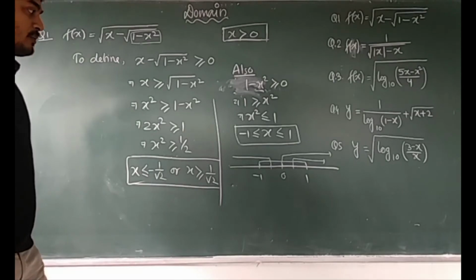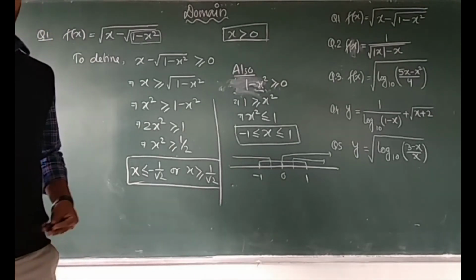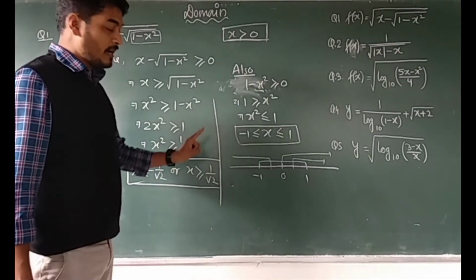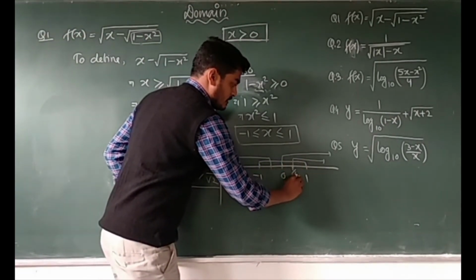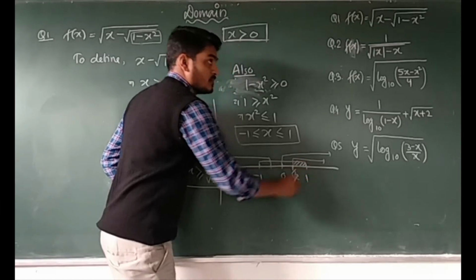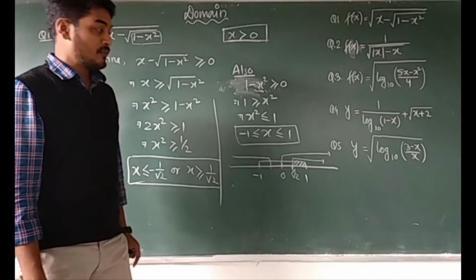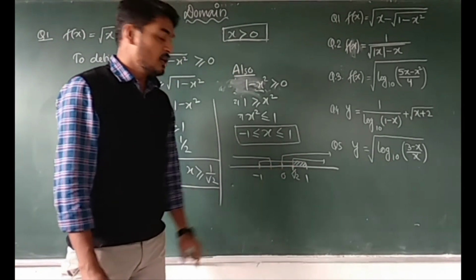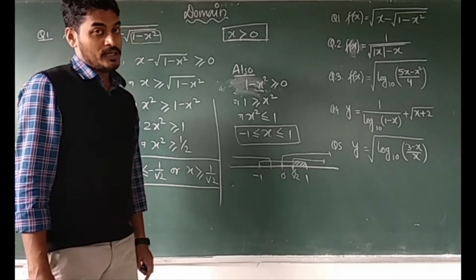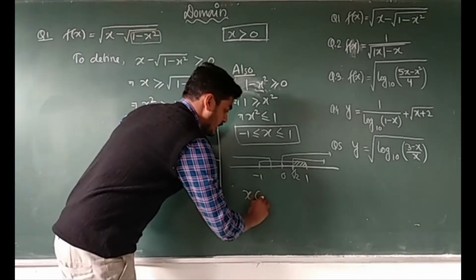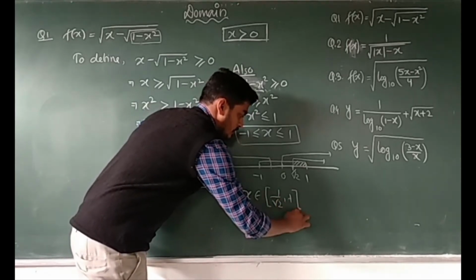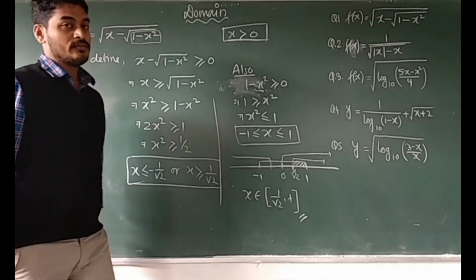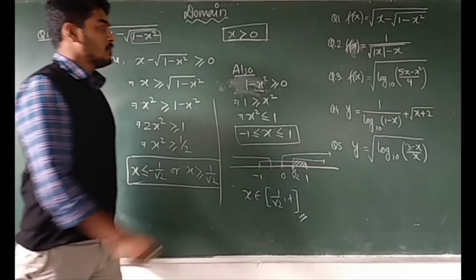So which one is the main intersection portion, that means where we have the answer? This is the portion where all 3 conditions are satisfied. These are the possible values of x which will satisfy the main function. That means the value should lie between 1 by root 2 and 1. Therefore, the domain lies between 1 by root 2 and 1. So this is the domain of the first function. We have got the answer.